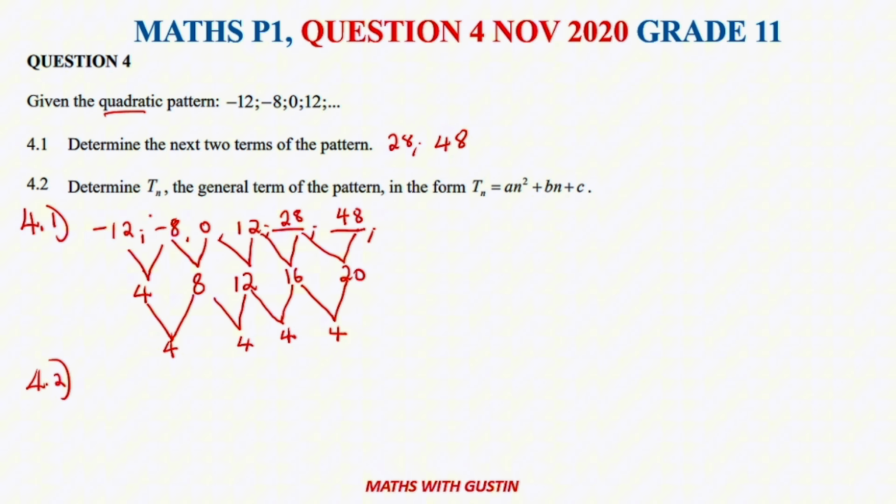All right, so let's have a look at 4.2. It says determine the general term of the pattern in terms of n. All right, so I've already done this, guys, on the previous example. If you have not watched that question for November 2021, please make sure that you watch that one, so that this one you can pause the video and attempt to do on your own, and then check yourself if you got it right.